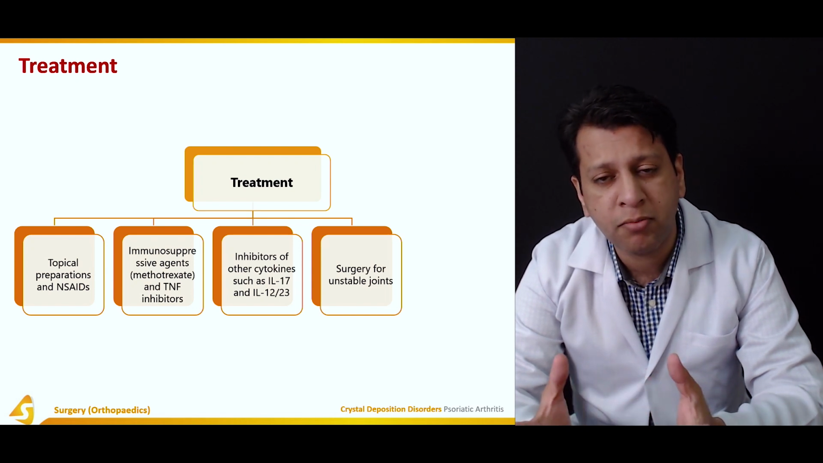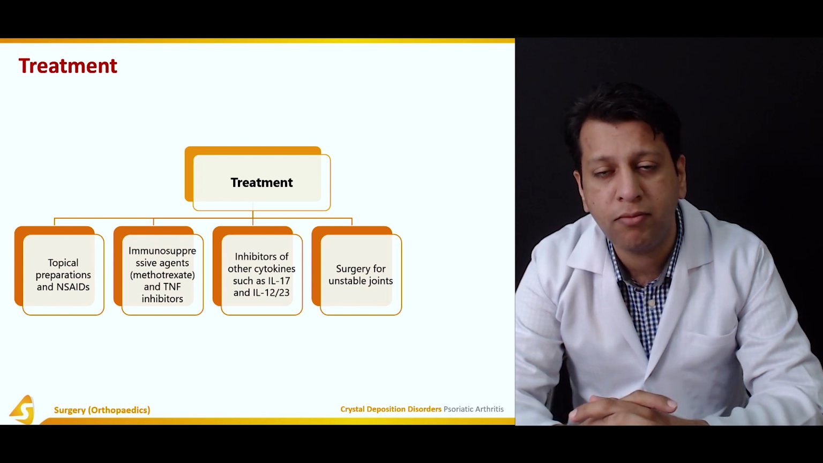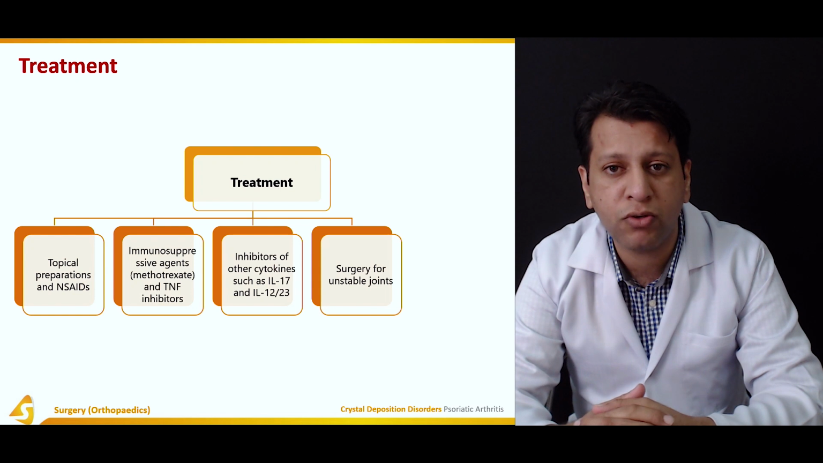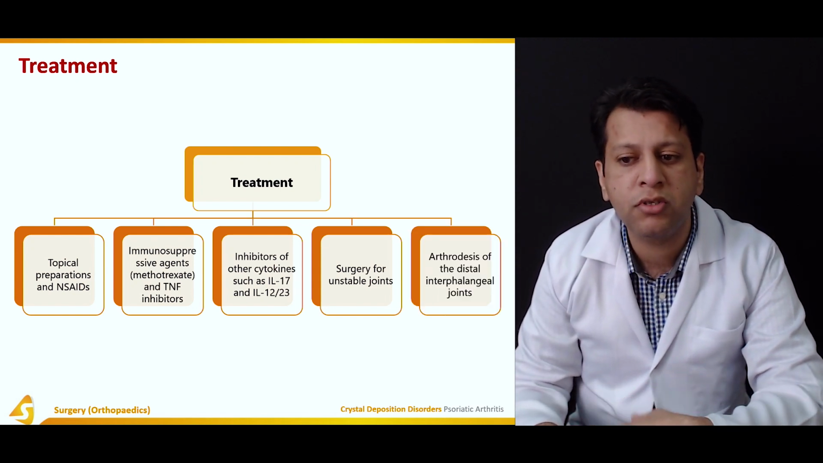And most of the time the option is arthrodesis of interphalangeal joints. We are not really left with good options most of the time. And usually the surgical option includes arthrodesis of the distal interphalangeal joints.